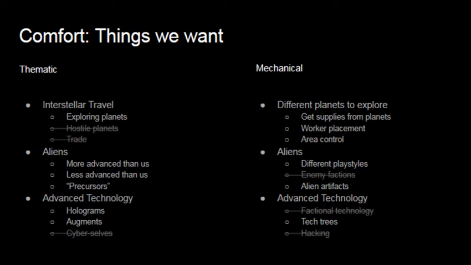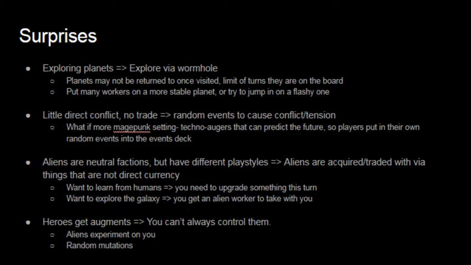Check myself. Let's do a review of where we're at. Things that we want: exploring planets, aliens, technology that gets advanced by hanging out with aliens of different types. You hang out with aliens by getting supplies from the planet and sending workers to the planets. Tech trees. We wanted tech trees, but that phrase has not come up again. Let's keep that in mind. What were some of our surprises? And how can we revisit them?